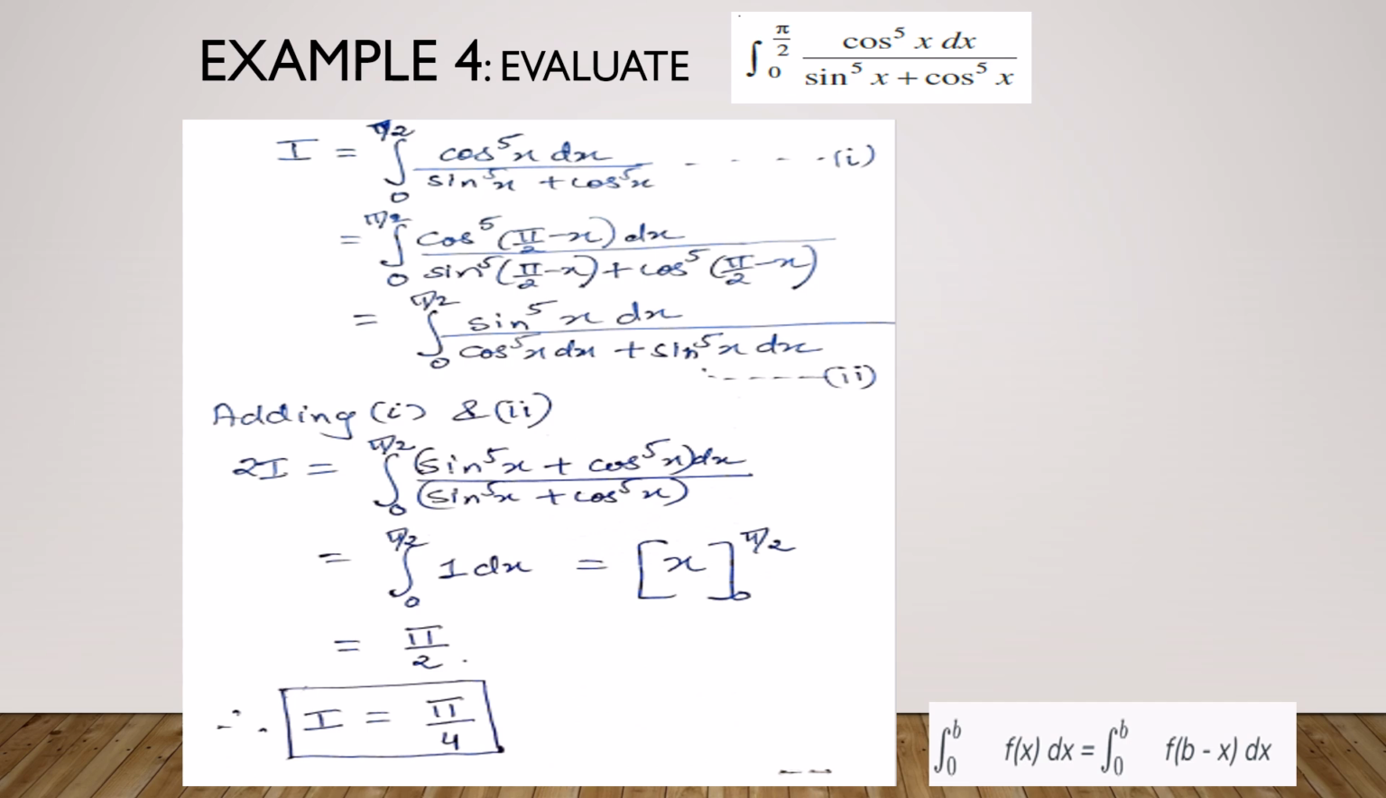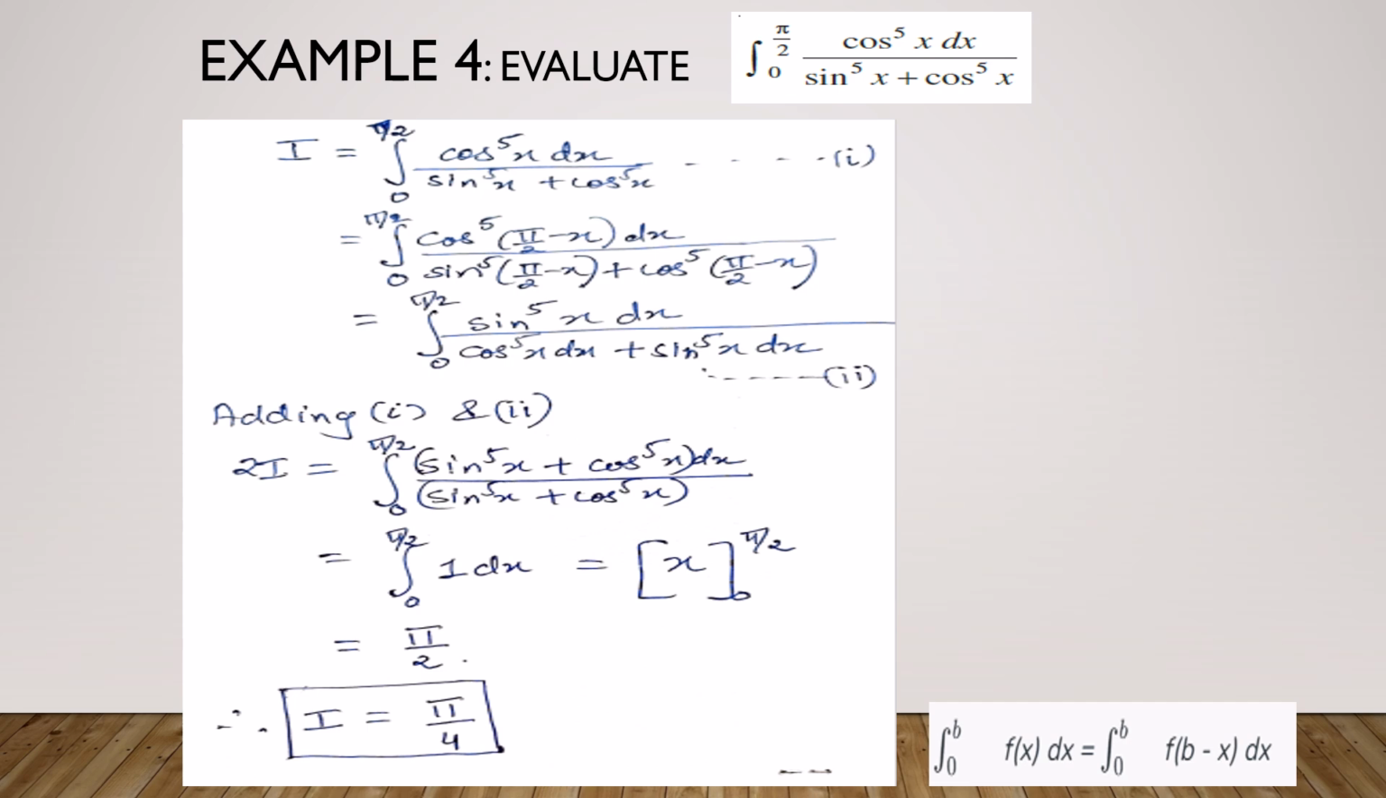Now see, over here you have integral 0 to pi by 2. There is a property that if you have integral from 0 to a, you can write it as, instead of x, you can write it as a minus x. Correct? The property is shown over here. Why we are doing this, we'll understand as we go further. So wherever there is x, you will write pi by 2 minus x. A minus x means over here pi by 2 minus x.